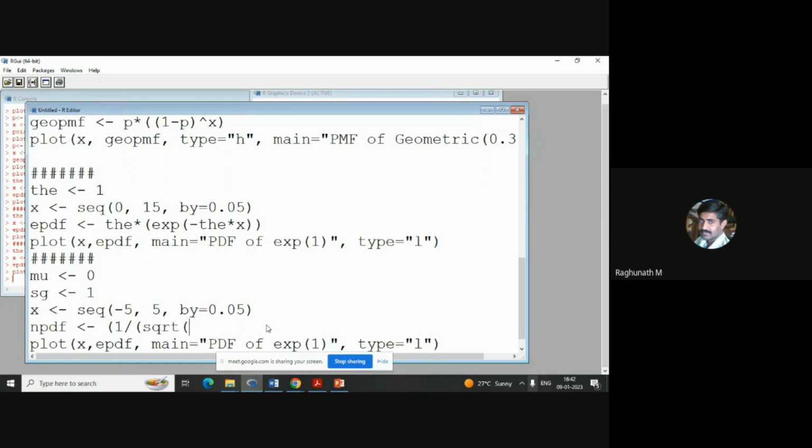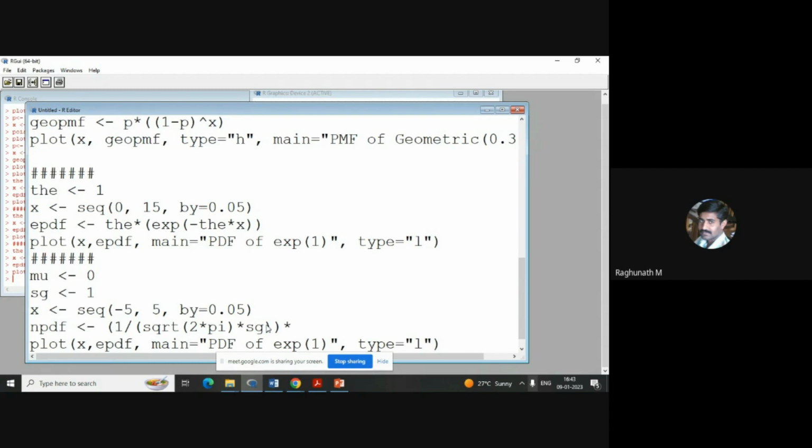So the command for it is square root of 2 into 2 into pi. That is the command for pi. Pi into we have sigma, that is sg, let me close the bracket for this. Again, I have to close one more because that corresponds to the first term.